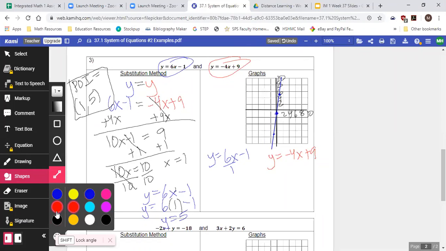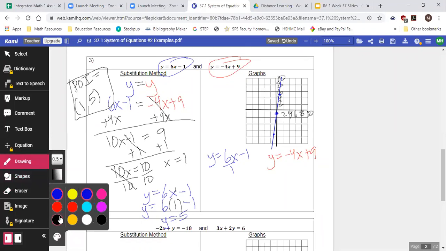And then my second equation is going to be starting at +9 for my y-intercept, and then my change in y over change in x, down 4, 1 to the right. So 1, 2, 3, 4, and 1 to the right. 1, 2, 3, 4, 1 to the right.